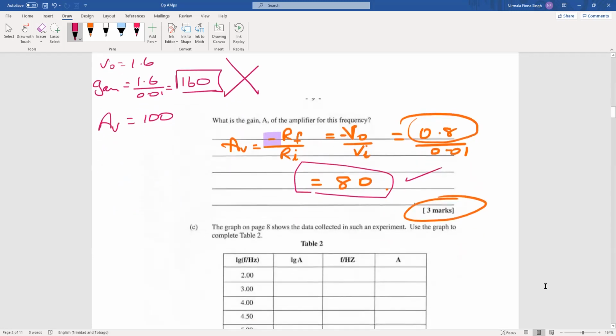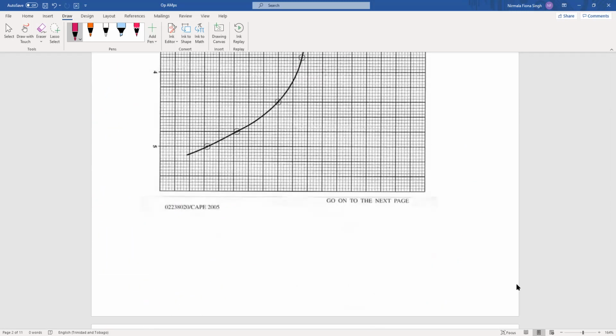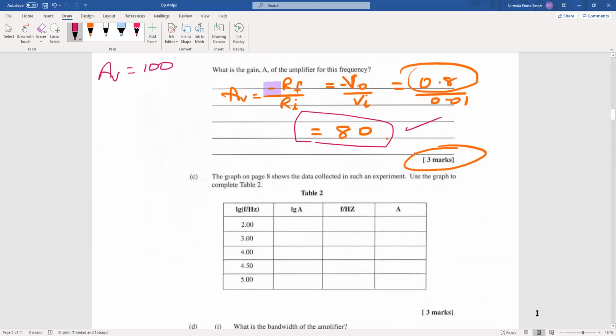Moving on to page 8, which is this page here. It shows data collected in such an experiment. Use the graph to complete the table. So you've been given log of your frequency in hertz, and you are supposed to read off log A from your graph. You're going to print it out and do it yourselves.